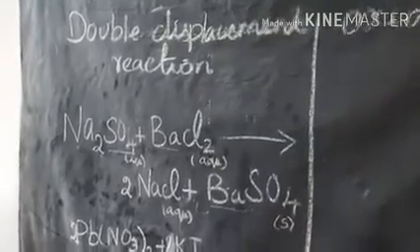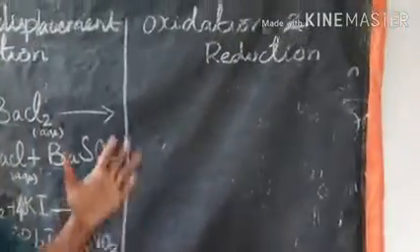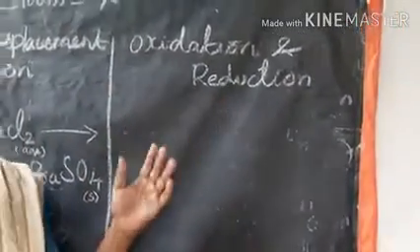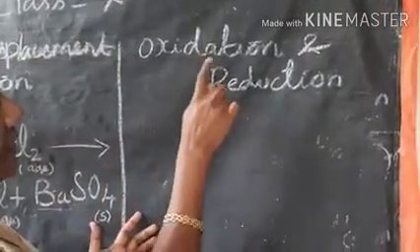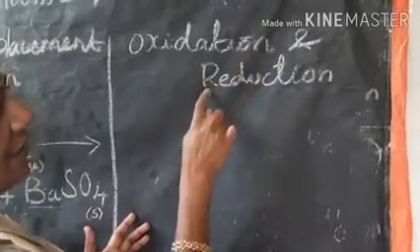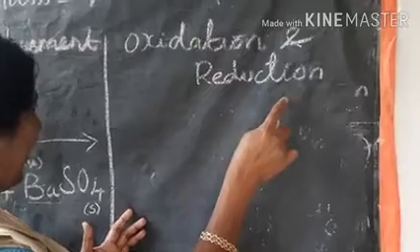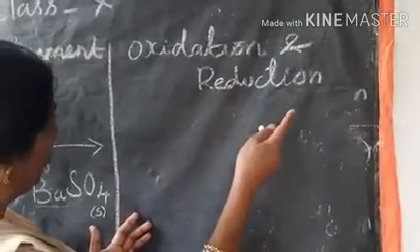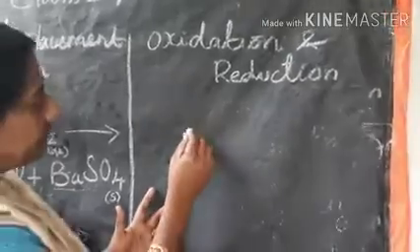The last equation let us see, that is redox reaction. Redox means combination of both, that is oxidation and reduction. Okay, what is the oxidation reaction? A reaction in which oxygen is added is oxidation. Reduction means a reaction in which hydrogen is added or oxygen is removed. That is reduction.